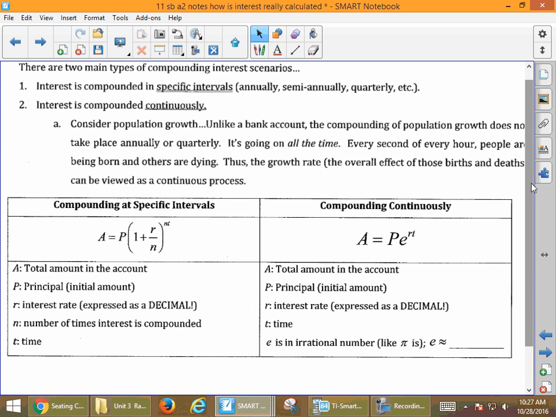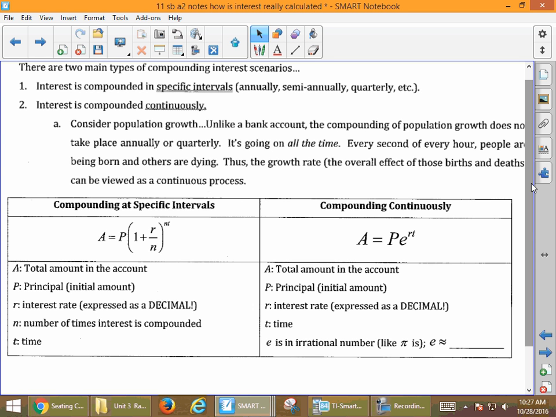Like population growth. Unlike a bank account, the compounding of population growth does not take place annually or quarterly. People are being born, people are dying all the time. Every second of every hour, people are being born and others are dying. Thus, the overall effect of those births and deaths can be viewed as a continuous process.